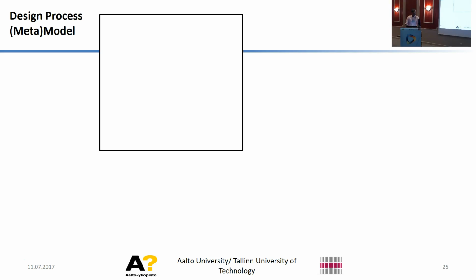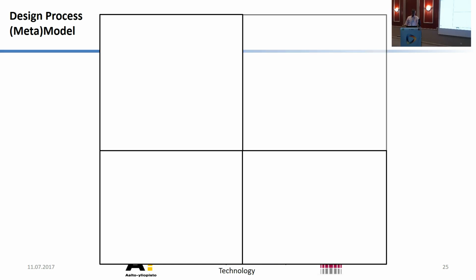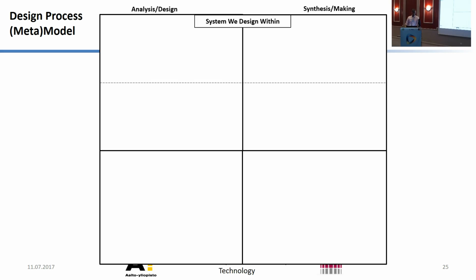Most importantly, I would now like to share my model. In the big picture, we can divide the design into two streams. The first stream is analysis, which in other words means designing. The other one is synthesis, making. What you can do next is divide the design into three overlapping circles.